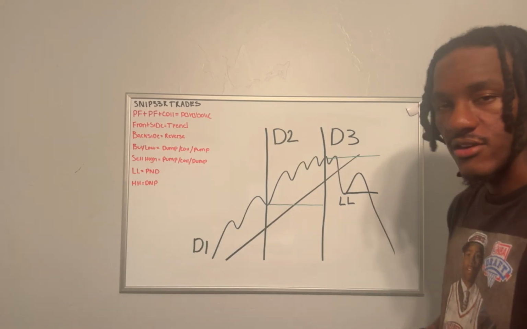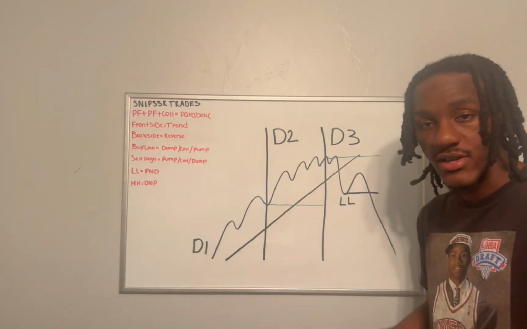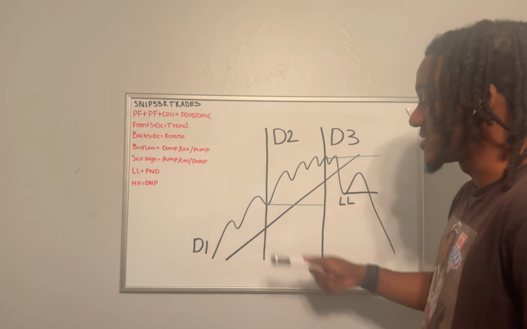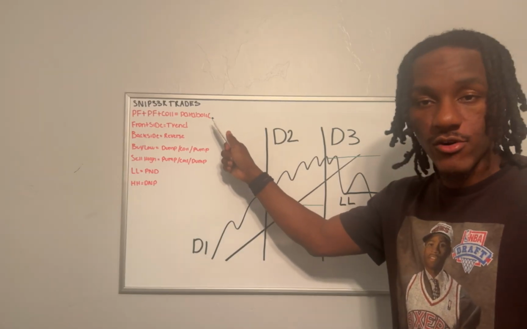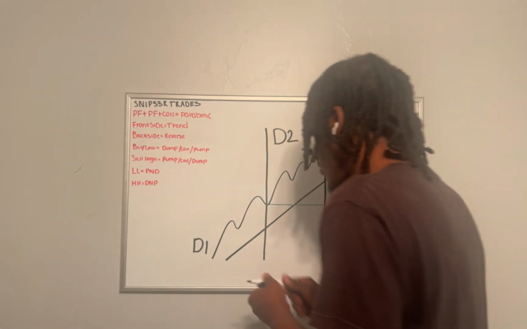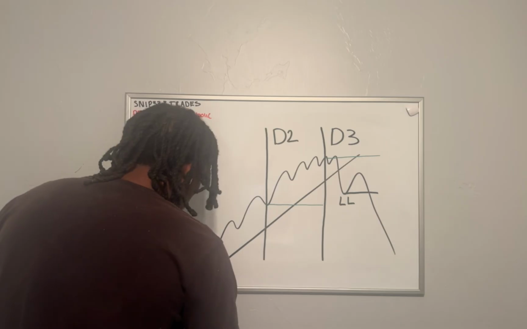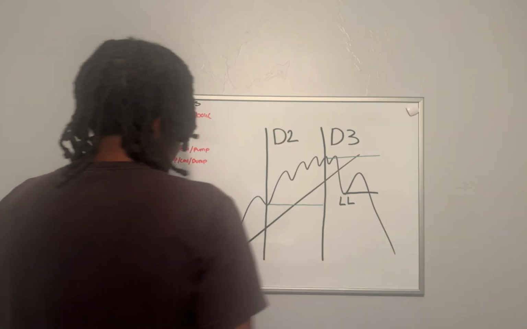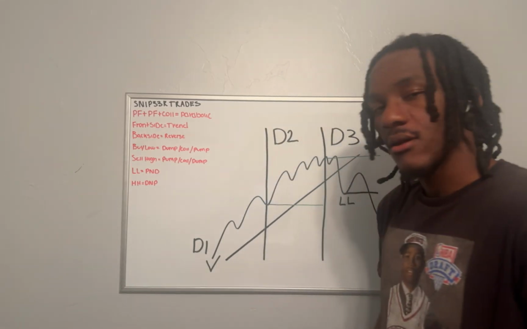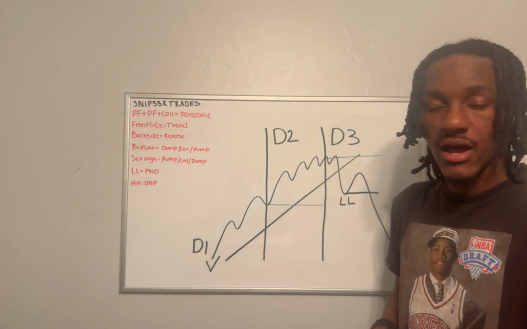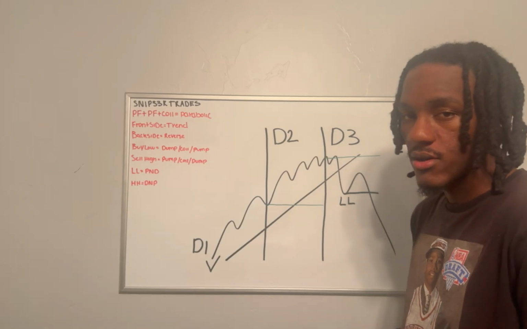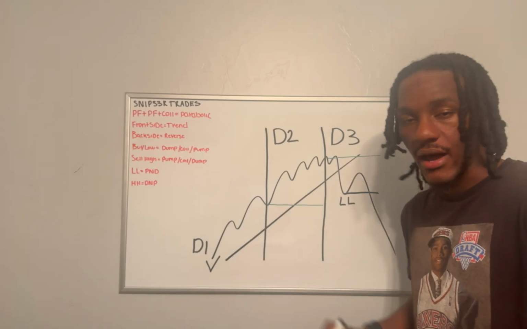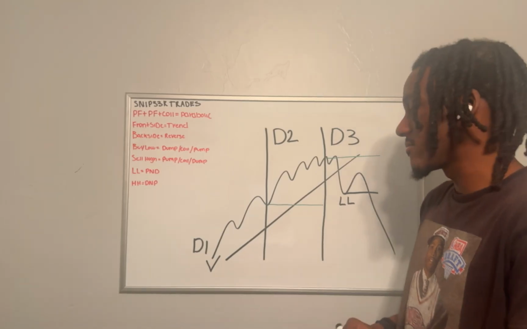But let's just say you're looking for the Monday to Wednesday template. This is it right here. You're going to have to use the parabolic formula. So, peak formation. What is a peak formation? A peak formation is a high or a low formed during a session timing window, and that is the high or the low of the day.